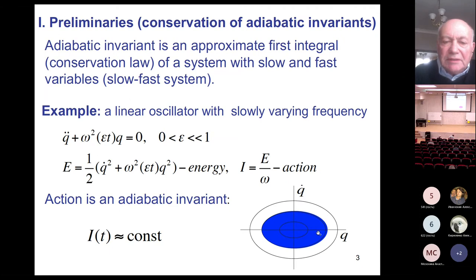And what is its geometrical meaning? This is the action of our pendulum. For frozen frequency, the phase trajectories are ellipses, and the action is the area surrounded by this ellipse, the blue area, divided by 2 pi. When the frequency changes, the phase point moves on this ellipse, but the ellipse itself evolves slowly, and the evolution is such that the area of this ellipse remains constant. So this is a simple example.